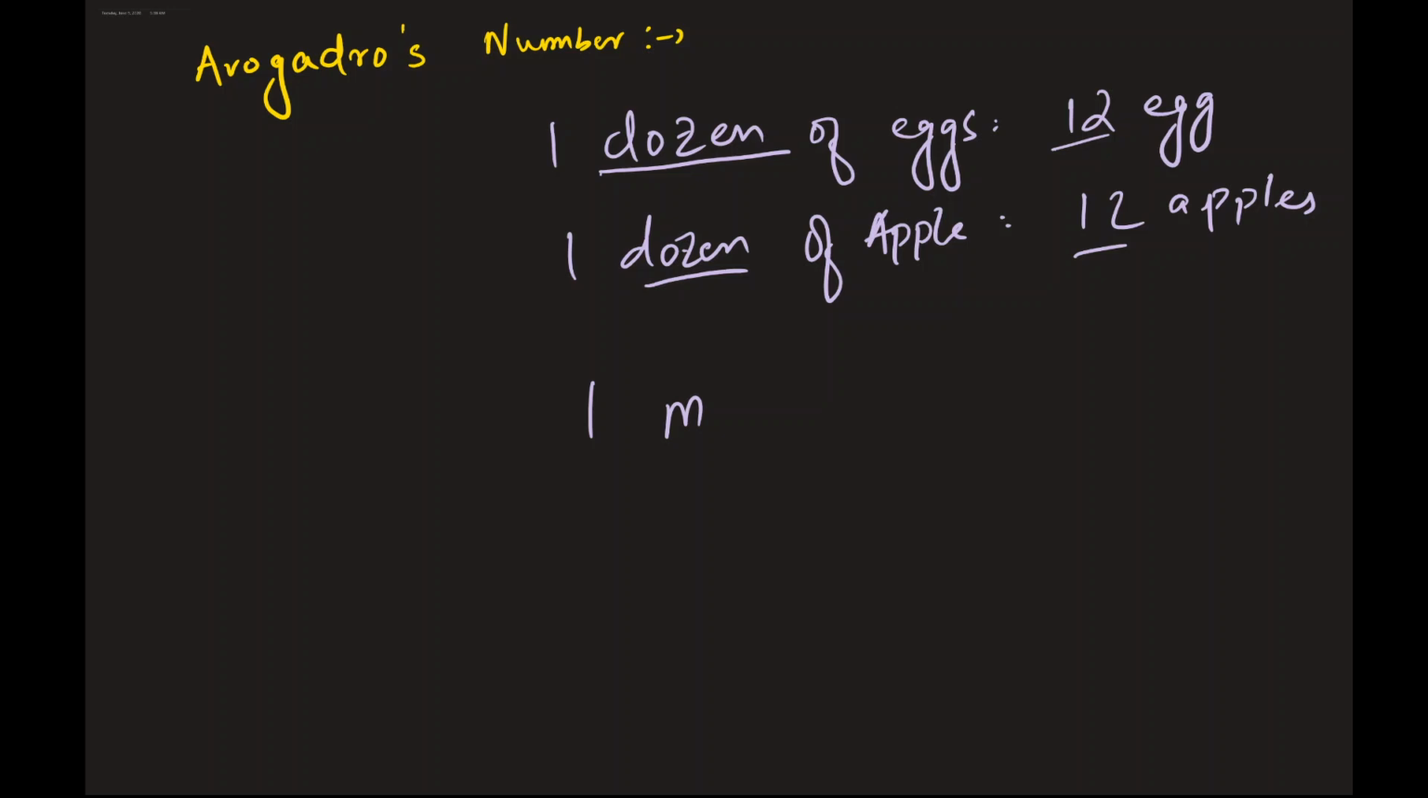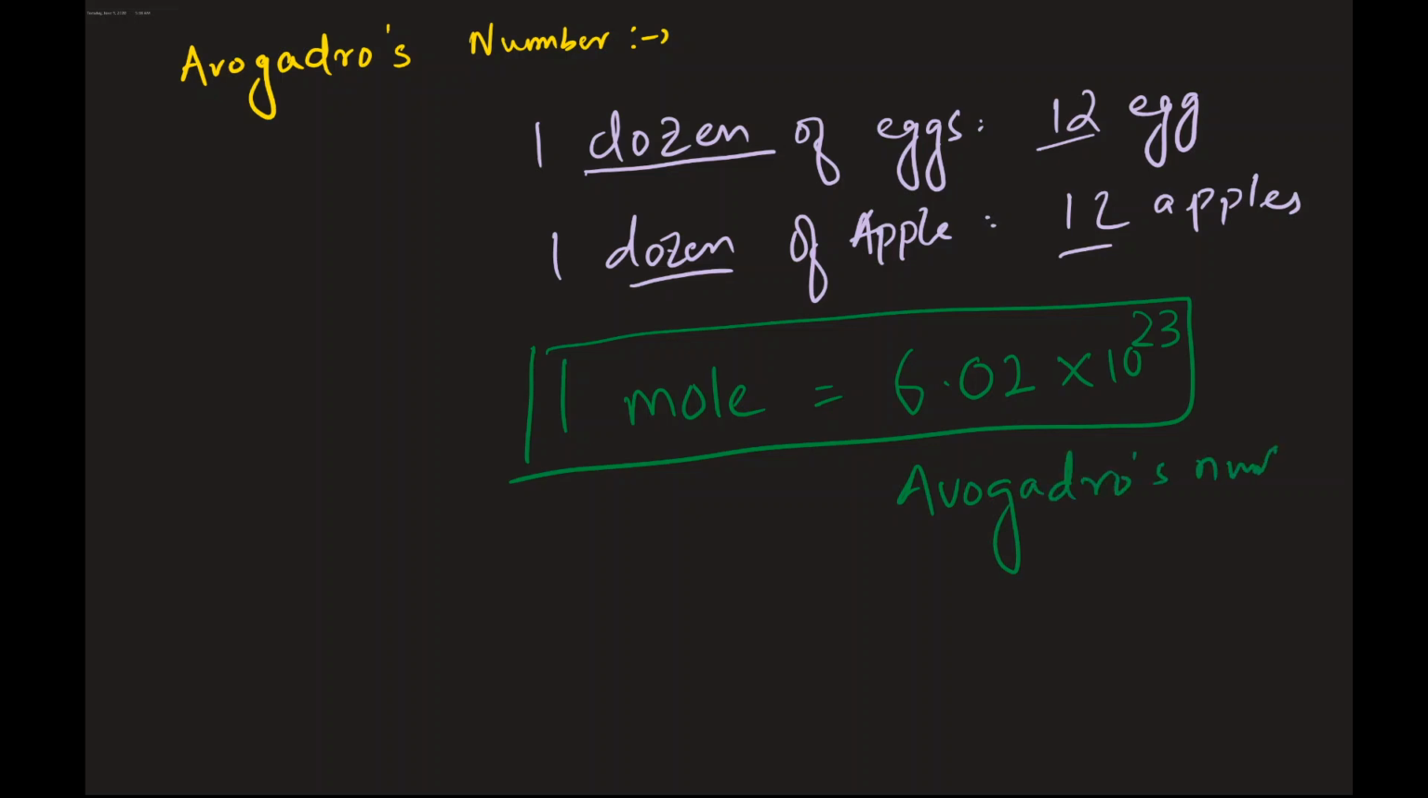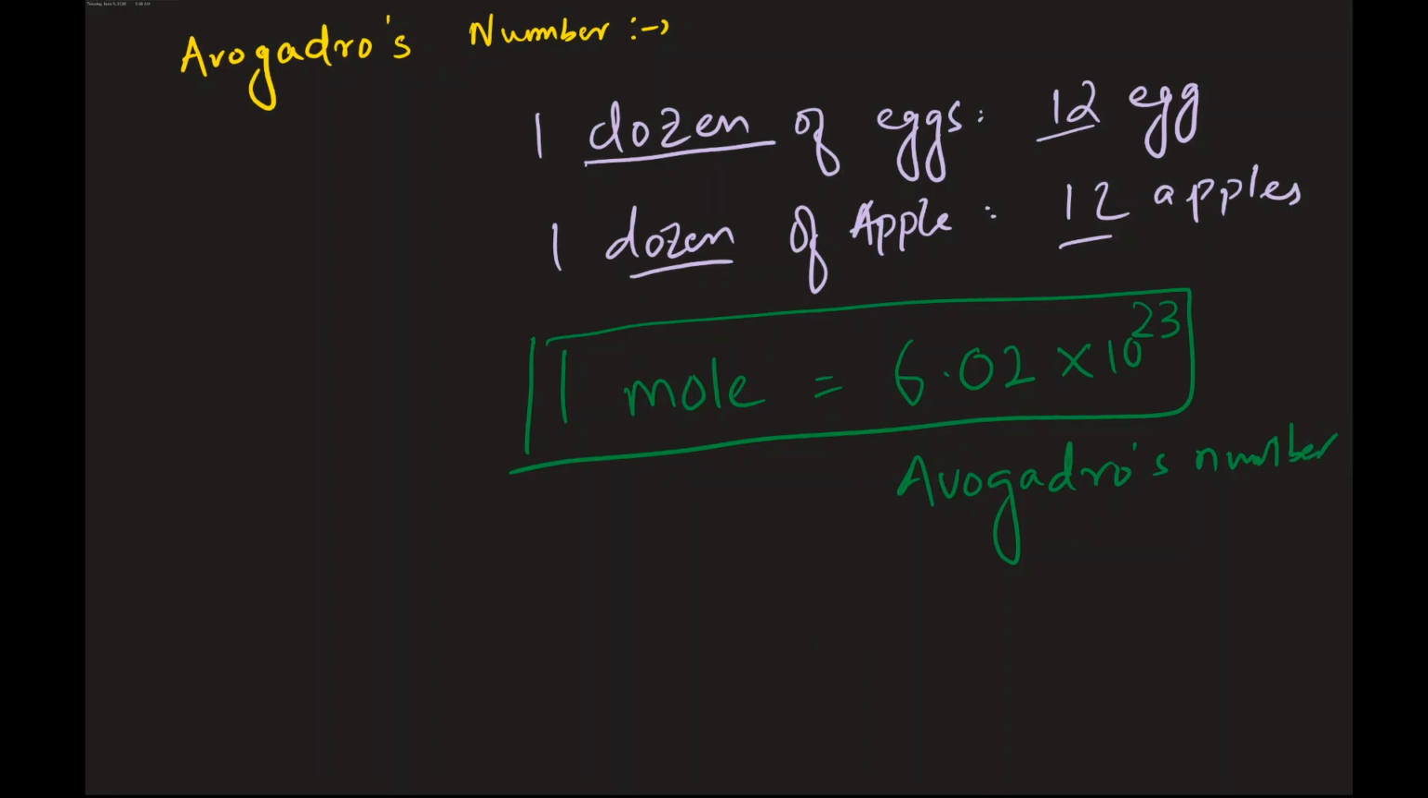So let me write this one down. It is 1 mole. And how much is 1 mole? It's a pretty big number, 6.02 times 10 to the power 23. So this is how big this number is. This number is called Avogadro's number, the 6.02. So that is our Avogadro's number.